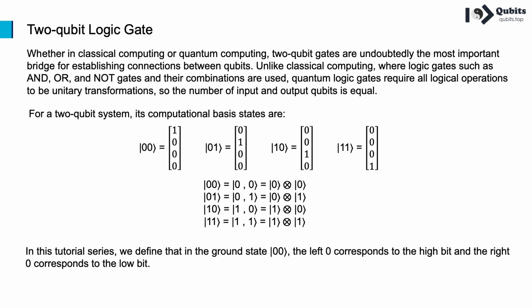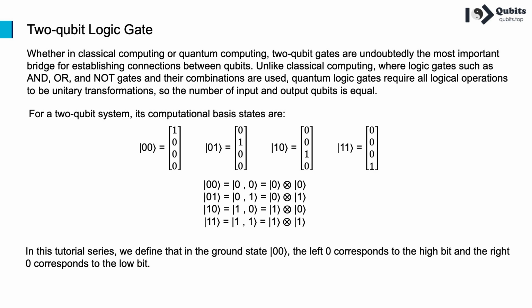For example, the state |01⟩ represents a system where the first qubit is in the 0 state and the second qubit is in the 1 state. Similarly, the state |10⟩ represents a system where the first qubit is in the 1 state and the second qubit is in the 0 state.